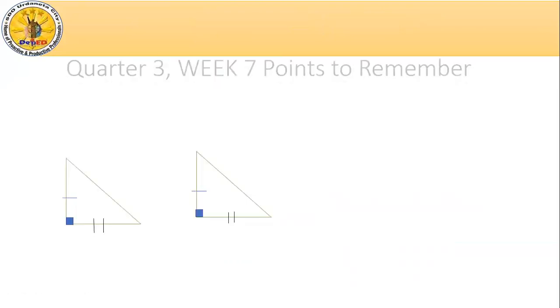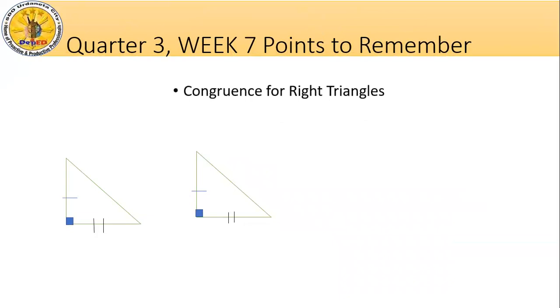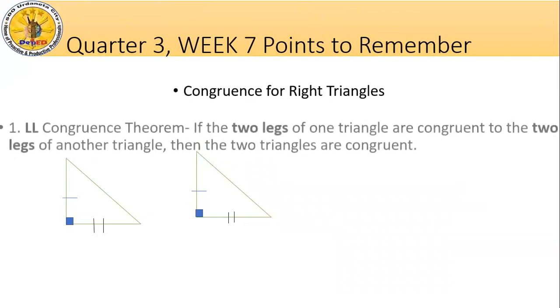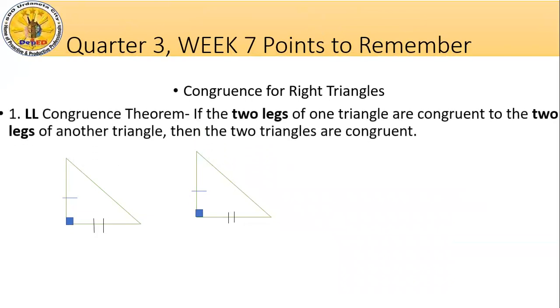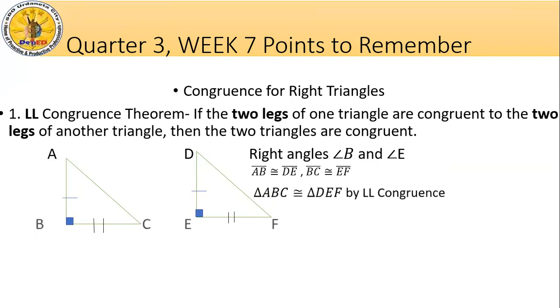Now, there are four congruence theorems for right triangles. The first one is the LL congruence theorem. If the two legs of one triangle are congruent to the two legs of another triangle, then the two triangles are congruent. Now, in our example here, we have two triangles, triangle ABC and triangle DEF, with angle B and angle E as right angles.